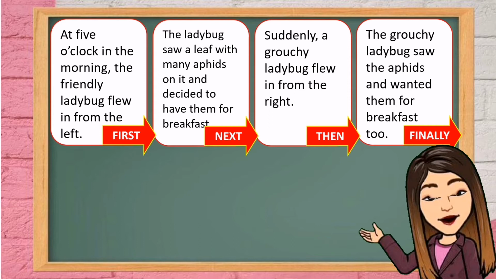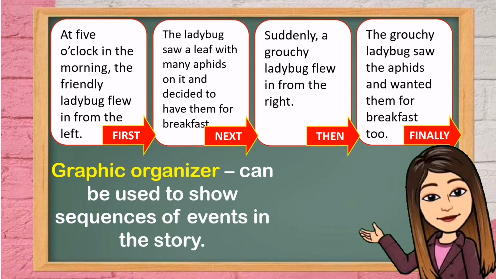Next, the ladybug saw a leaf with many aphids on it and decided to have them for breakfast. Then suddenly, a grouchy ladybug flew in from the right. And finally, the grouchy ladybug saw the aphids and wanted them for breakfast too. So the graphic organizer can be used to show sequences of events in the story, from first to finally.